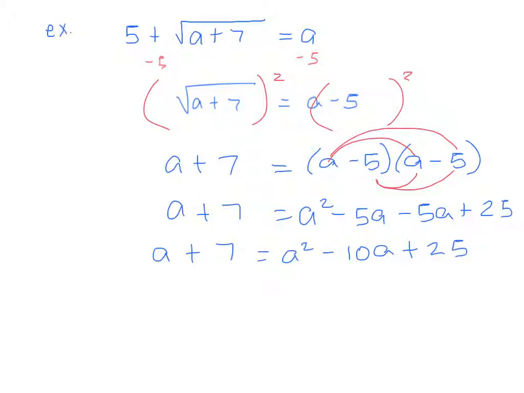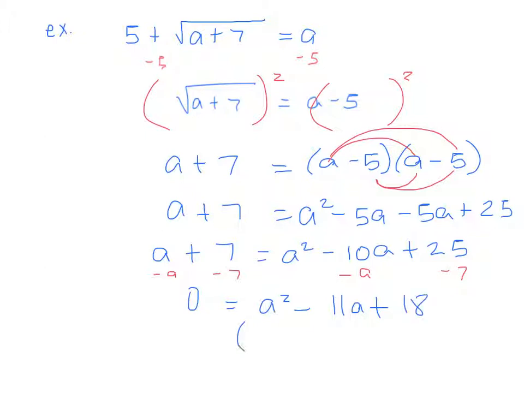Now, at this point, we should recognize that this is a quadratic equation because we have highest exponent equal to 2. So since it's a quadratic, we want to make it equal to 0 so we can factor and solve. So I'm going to go ahead and take a from both sides and take 7 from both sides. Again, I'm lining up the like terms. So we get that 0 is equal to a squared minus 11a plus, and we have 25 minus 7, 18.